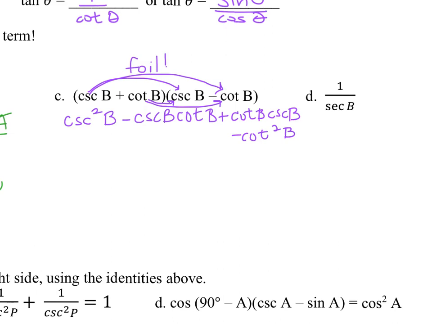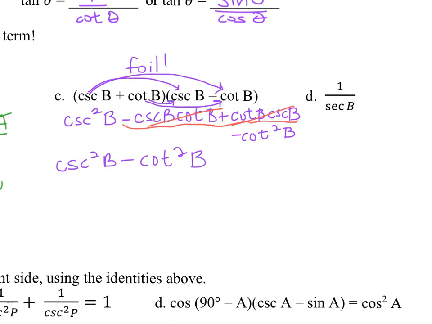Notice that we have a negative cosecant cotangent and a positive cotangent cosecant. The trig terms are the same. One's positive, one's negative. So like in example A, these cancel out again, which is super helpful. Let's see what's left over. We start with cosecant squared B minus cotangent squared B. So cosecant squared and cotangent squared.